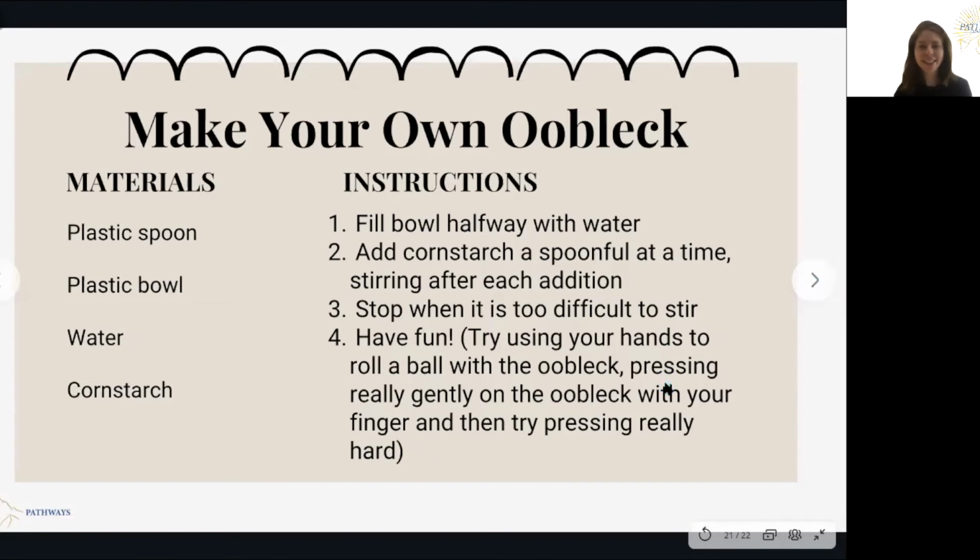Okay, so now that we've talked about what Oobleck is and all the different states of matter, you guys can make your own Oobleck at home. So here's just some instructions. You can pause the video, and make sure to have your parents' permission before you attempt any of our experiments.